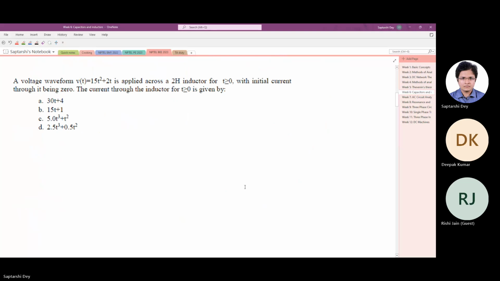The question says a voltage waveform V(t), the voltage waveform is a function of time, 15t squared plus 2t, is applied across a 2 Henry inductor for t greater than or equal to 0, with initial current through it being 0. Find the current through the inductor at t. So you have to find out the expression for the current through the inductor.